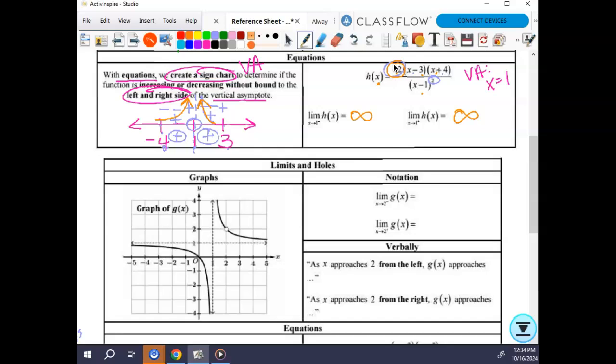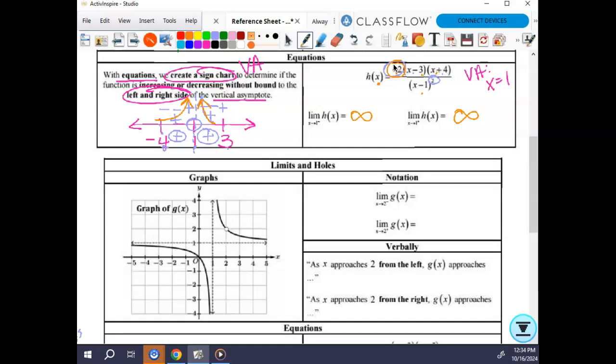Okay, good question. What else we got? Anything else? All right. Everybody good with vertical asymptotes? Visually, I think you're good. You have to do a part of a sign chart if you have an equation.